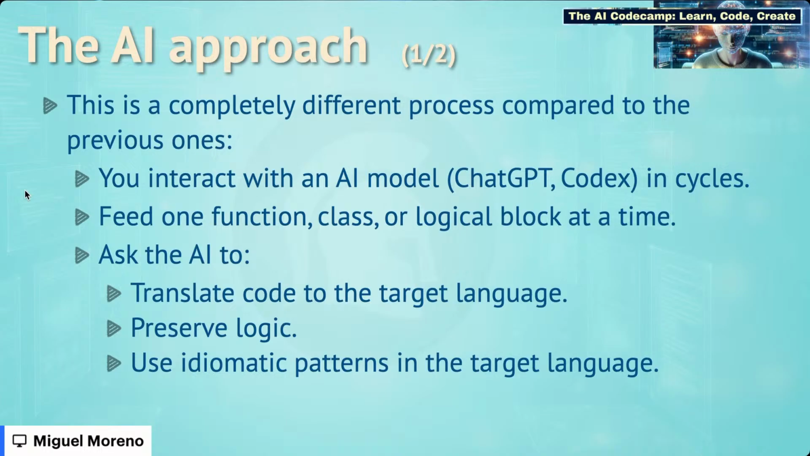You do it by feeding one function, class, or logical block at a time, otherwise you will clog it. And then you ask the AI to translate the code to the target language, preserve the logic, and wherever possible, use idiomatic patterns in the target language. But even though the AI is very clever as a tool, the key part of this is you. You are actually half of the equation to make AI worth it.